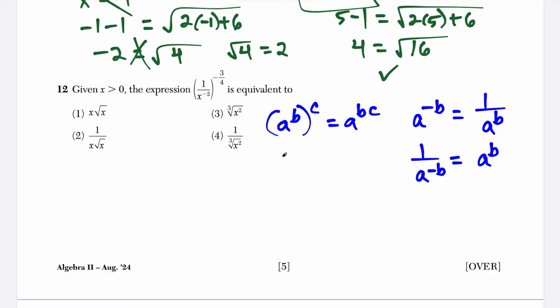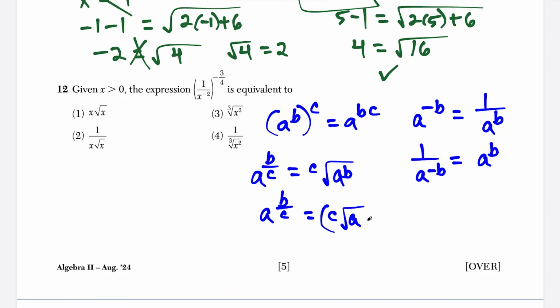And then I also need to know that when I have something like a to the b over c, this is equal to the c root of a to the b power. Or I could say a to the b over c is equal to the c root of a, all of this being raised to the b power. So these are just some rules that we need to be able to go through this question. So the first one I would use is the exponent rule over here with the negative exponents. And this I could rewrite as x to the second power, all being raised to the -3/4.